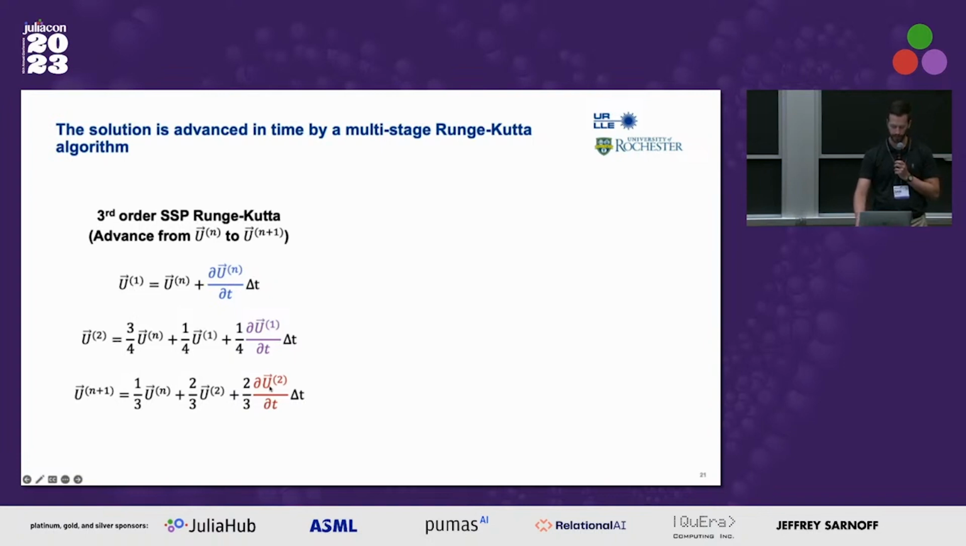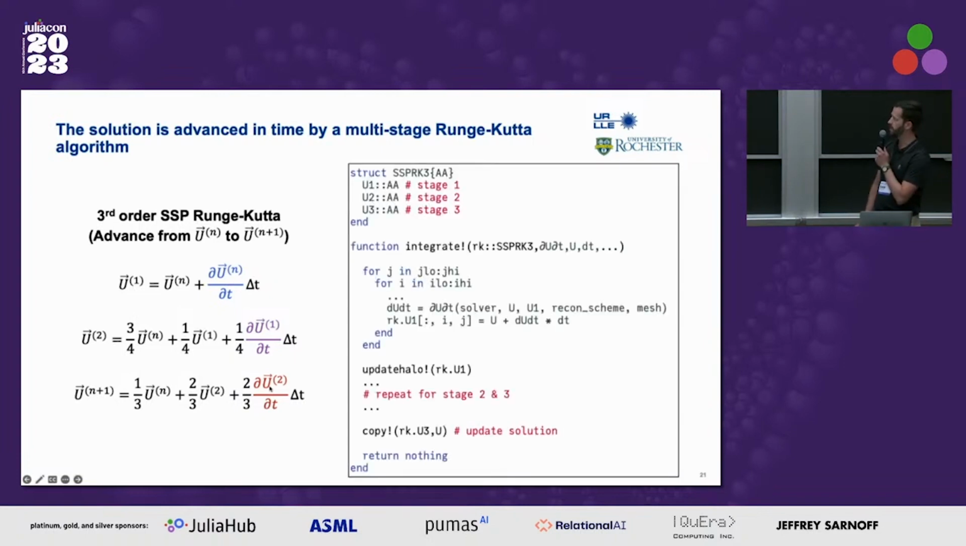And how do we do that? Well, I just showed a really basic version, we'll walk through it a little bit. As we integrate, here we have a type that defines your Runge-Kutta struct. We want to integrate it in time, and we're just doing a simple loop over all of the indices in the domain. Then we call this du/dt function, and we do this 3 times. In between, we have to do a halo update where we exchange data with our neighbors.